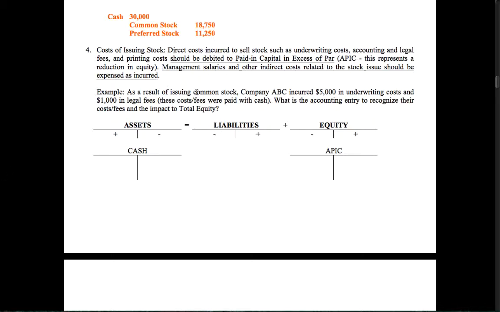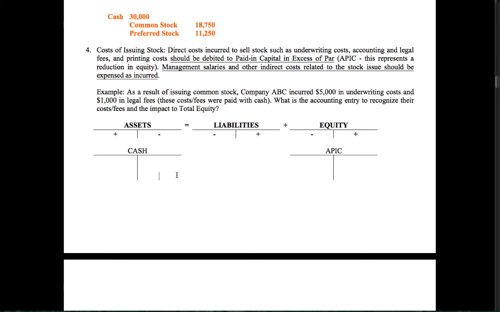As a result of issuing common stock, Company ABC incurred $5,000 in underwriting costs and $1,000 in legal fees. These fees were paid with cash. What is the accounting entry to recognize the fees and the impact to total equity?